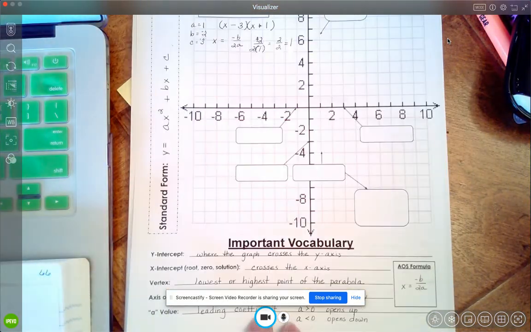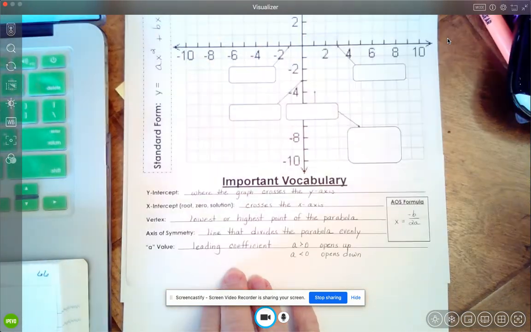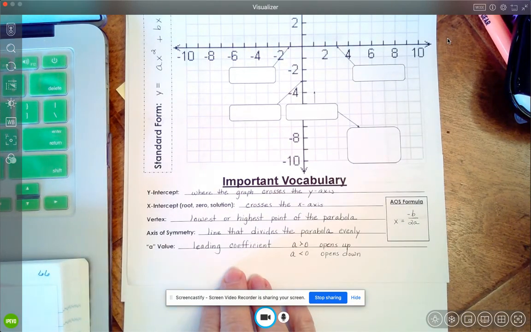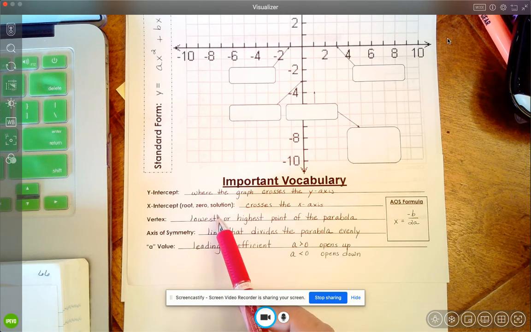Down at the bottom of the page, I have some important vocabulary. I am going to let you pause the video if I'm going too fast, and you can copy it down. The y-intercept is where the graph crosses the y-axis. The x-intercept is where it crosses the x-axis. The x-intercept can also be called the roots, the zeros, or the solution of the equation. The vertex is either the lowest or highest point of the parabola.